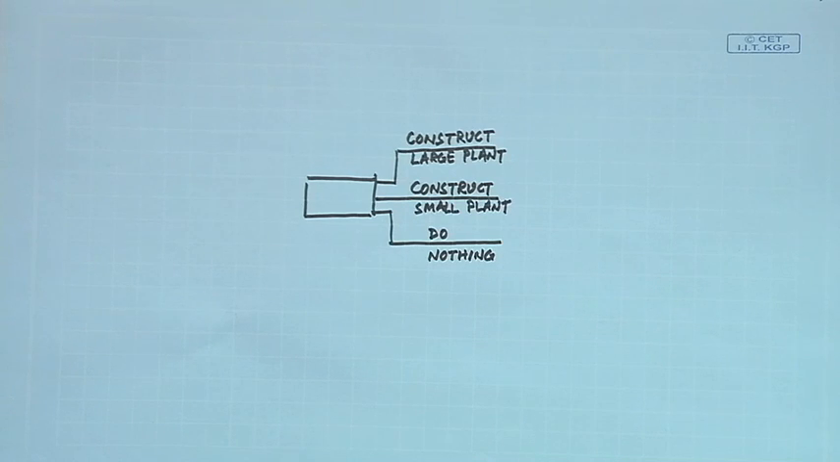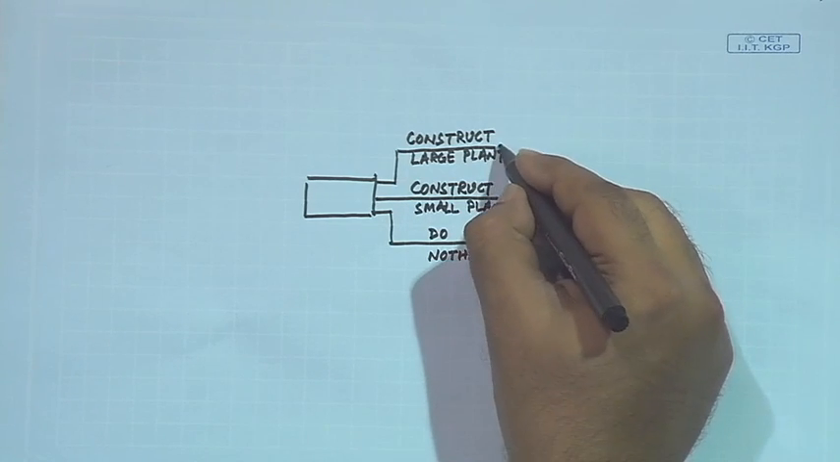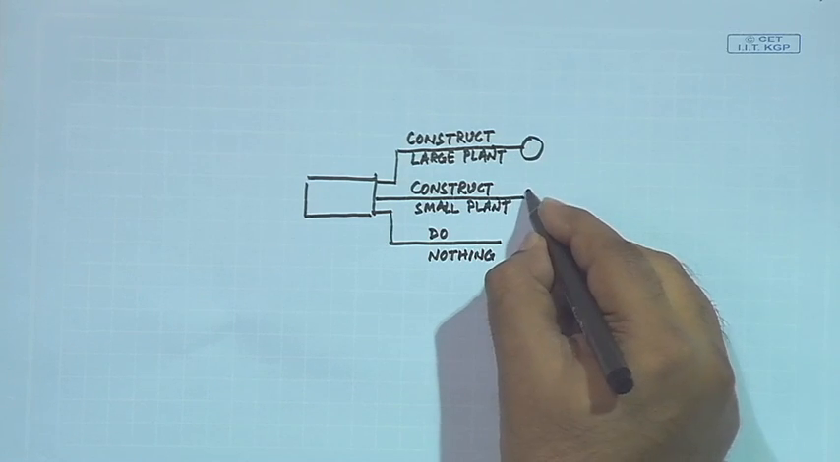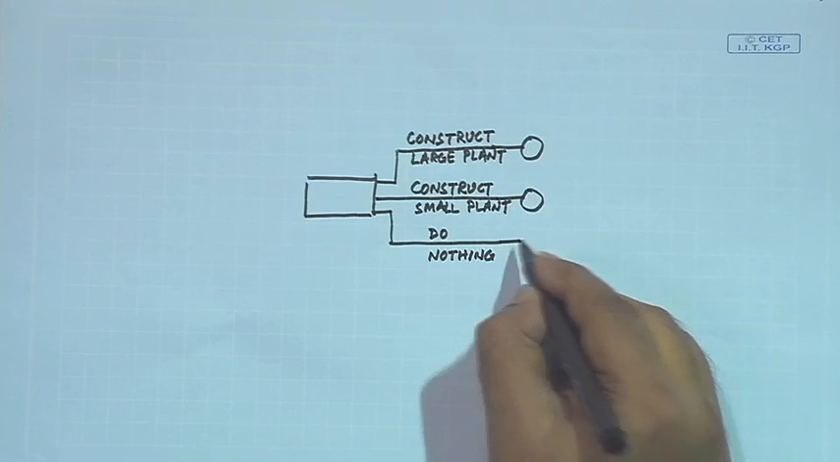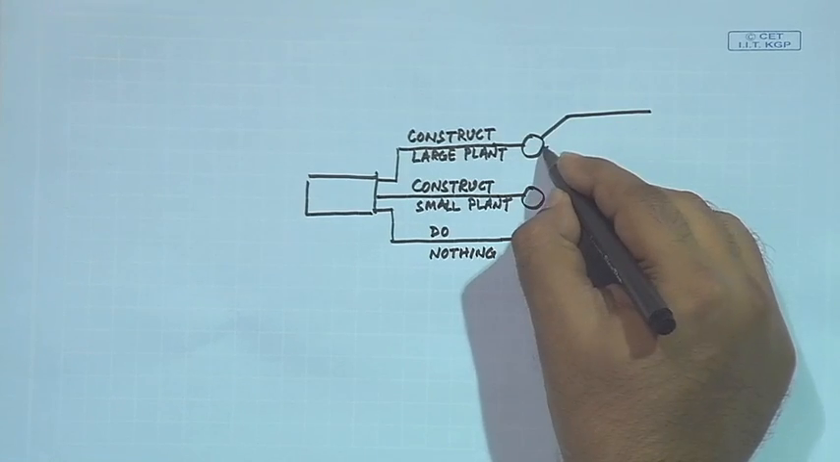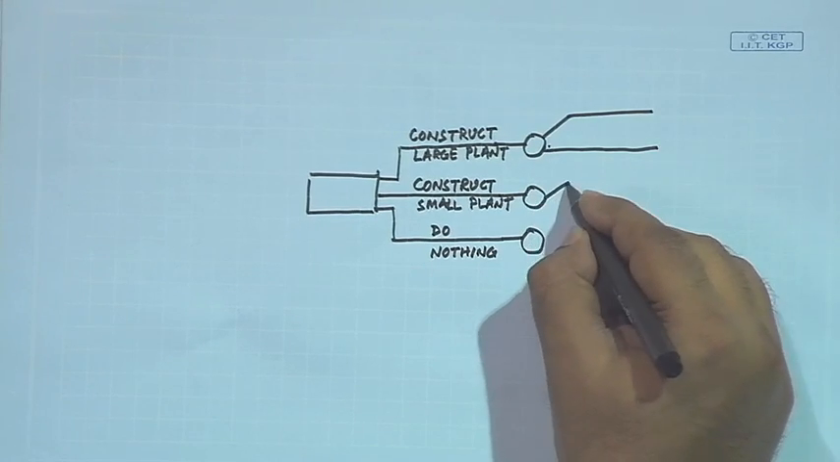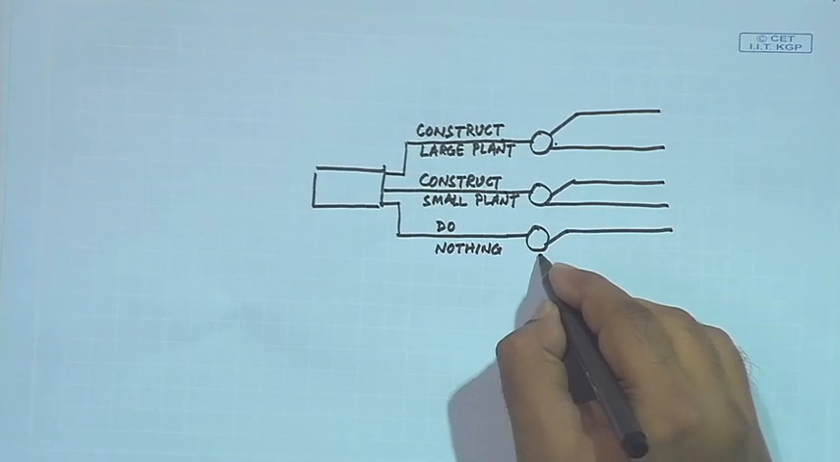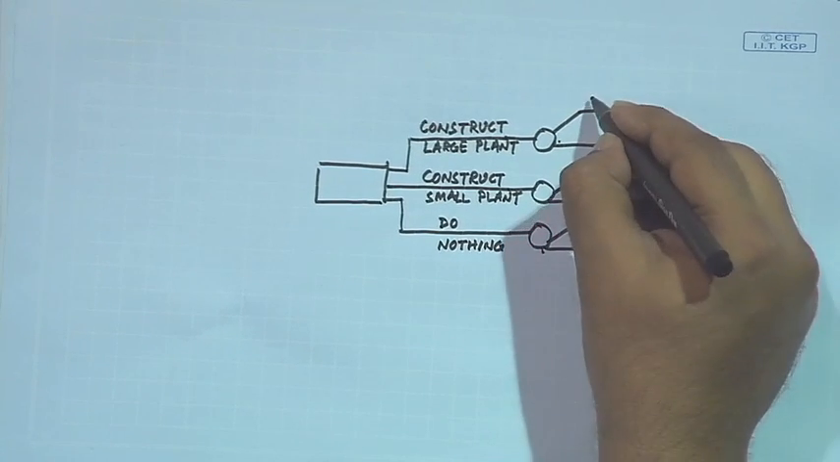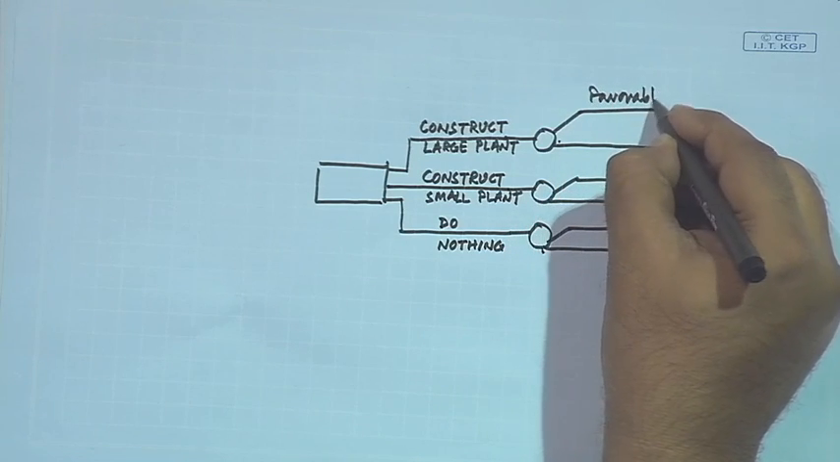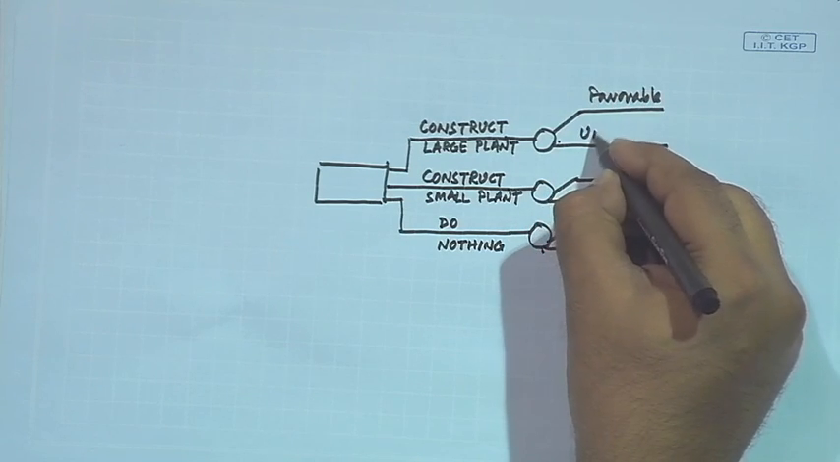Now, for each of the decision alternatives, there are two states of nature. As I said, the states of nature will be shown by circles. For each of them, there are two states of nature, and these states of nature are, one is favorable market, the other is unfavorable market.